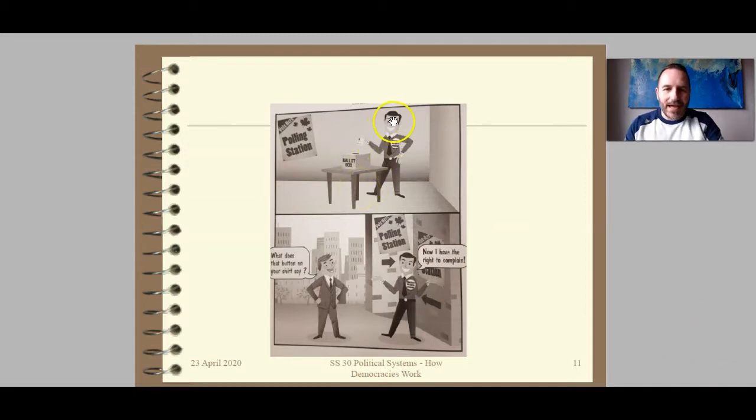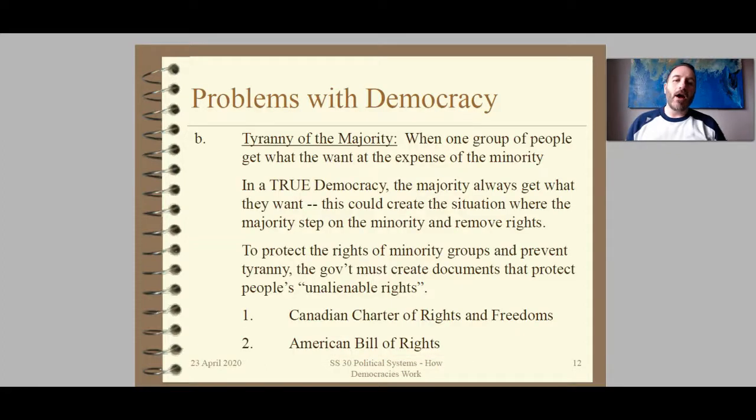So we have this happy guy here casting his ballot in the ballot box. And then he's got this big button on. And this guy says, what does that button on your shirt say? And it says, now I have the right to complain. Look, guys, this is getting at the idea that if you do nothing to change the course of our political system, then don't whine when it doesn't go how you want, right? You are a hypocrite. All right.